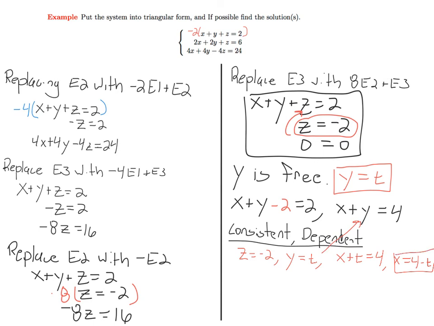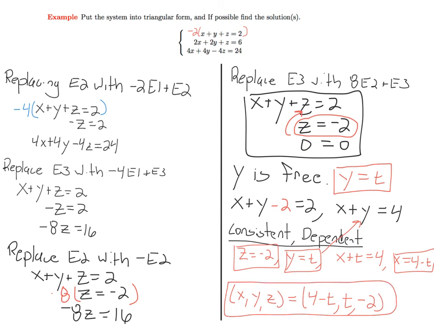So here's the condition on x. Y is free, and z has to equal minus 2. So we could write out our solution as x, y, z is equal to, well, x is 4 minus t, y is t, and z has to be minus 2. So there is our solution to this system of 3 equations. Because there are many solutions, we say that it's a consistent dependent system.